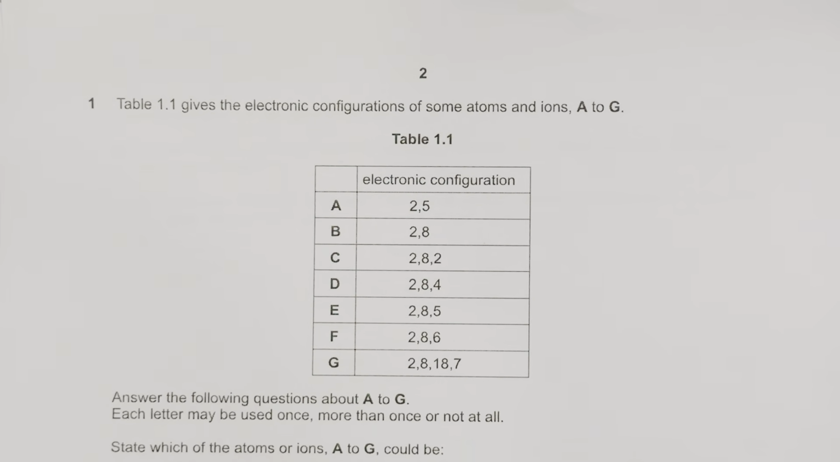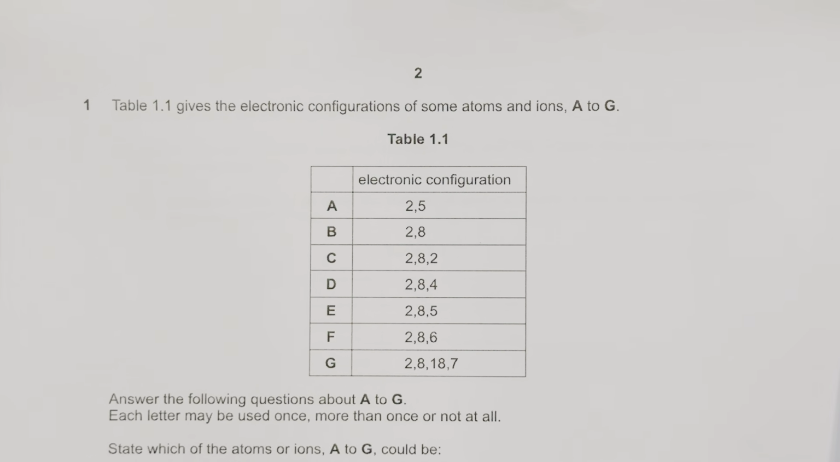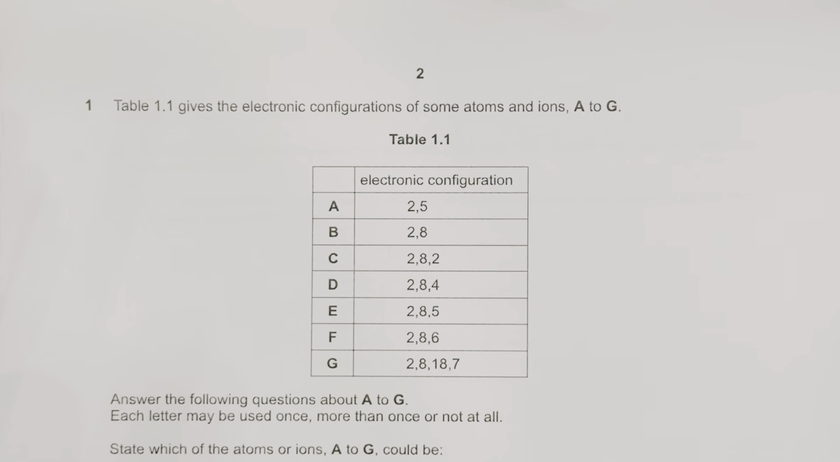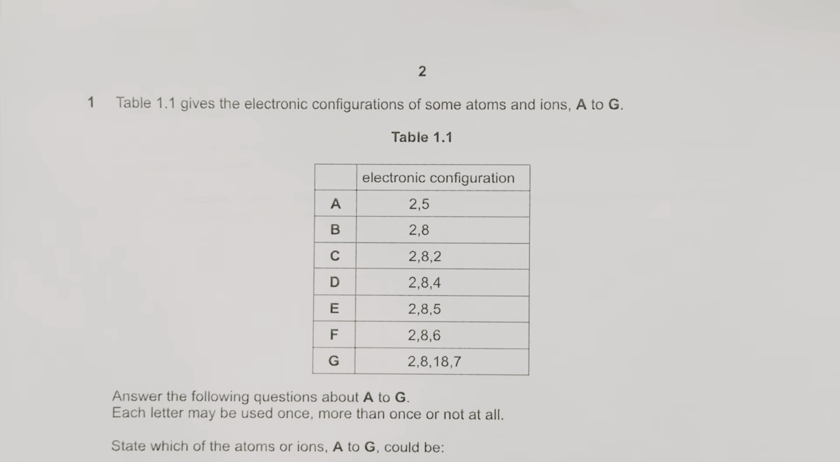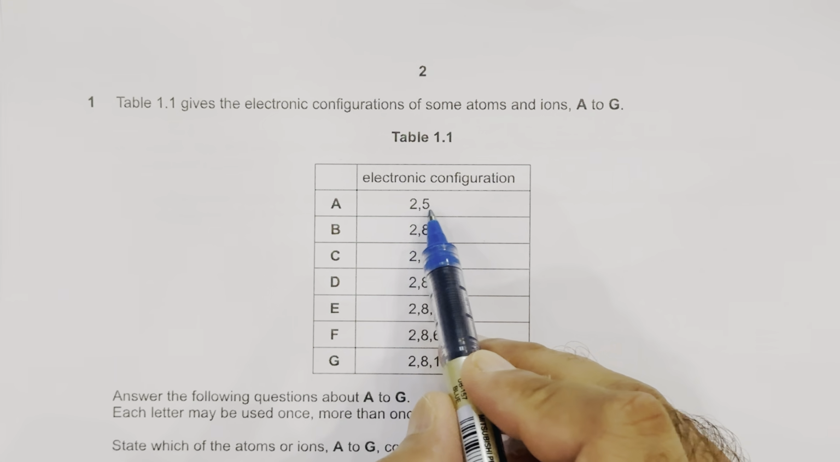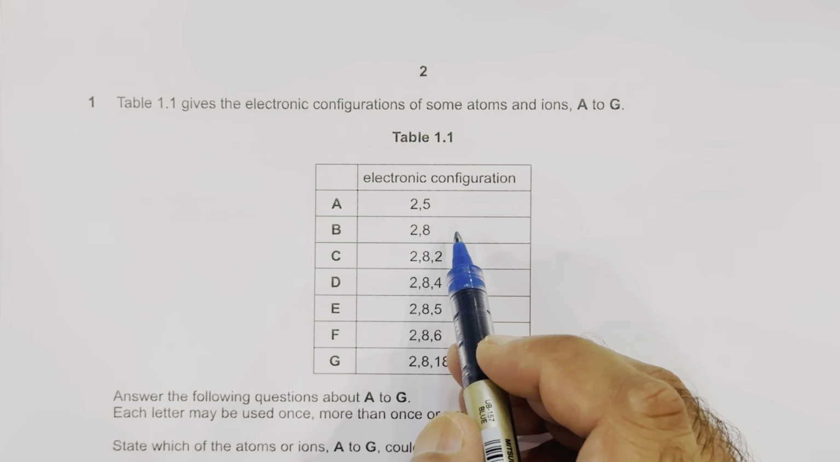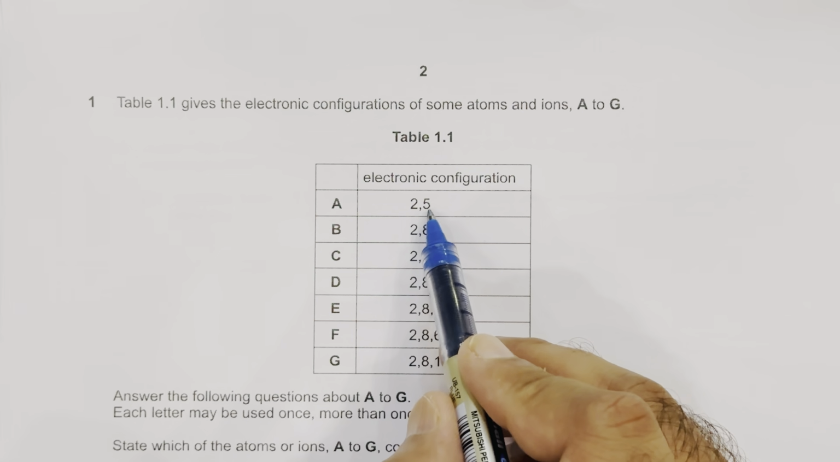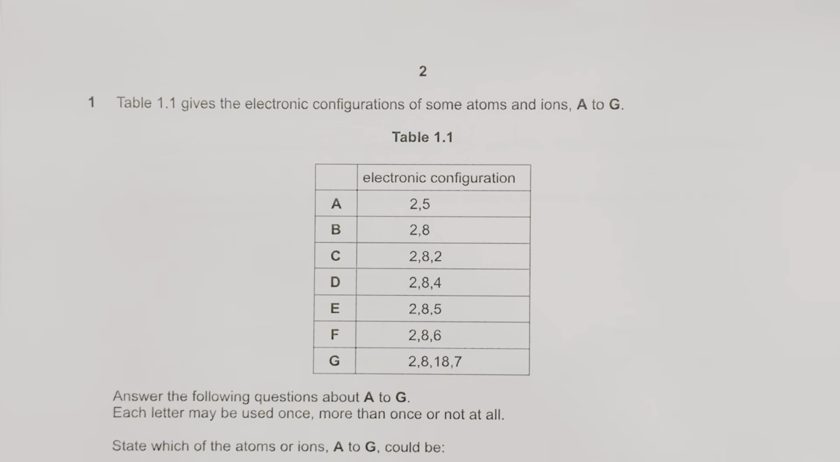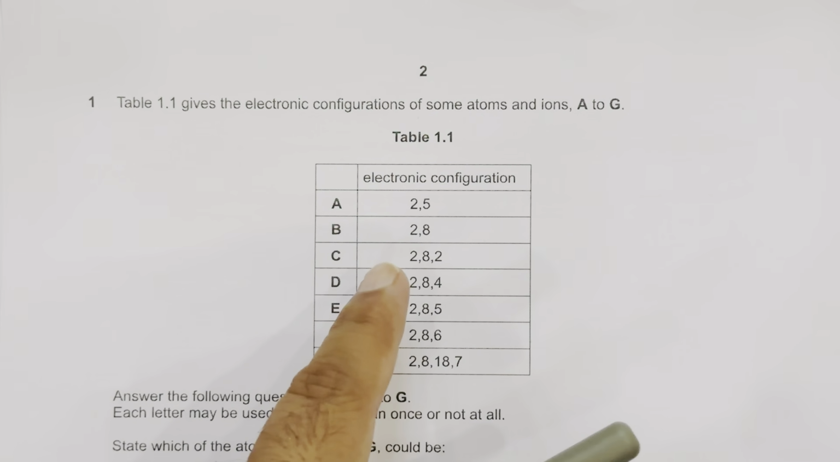So moving to question number 1 from our paper. Table 1.1 gives the electronic configuration of some atoms and ions A to G. What does the electronic configuration show? It shows the number of periods they have, and it also shows how many valence electrons are in their last shell. For example, if the last shell is the 5th, the number of valence electrons in the last shell will also tell us the group number. So the group number is 5 for it. So we can predict easily.